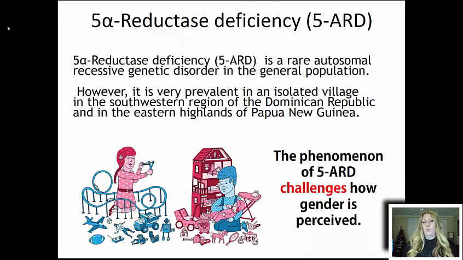So let's look a little bit more at what it is biologically speaking. So 5-alpha reductase deficiency is a genetic disorder, and it's very rare in the general population. However, we see that it is very prevalent in a couple of regions. It's prevalent in an isolated village in the southwestern region of the Dominican Republic and in the eastern highlands of Papua New Guinea. The really interesting thing about this phenomenon is that in 5-ARD, our cultural and societal views of male and female really get challenged.